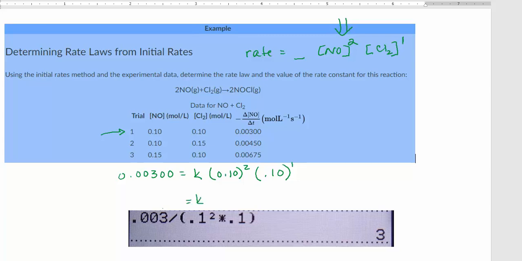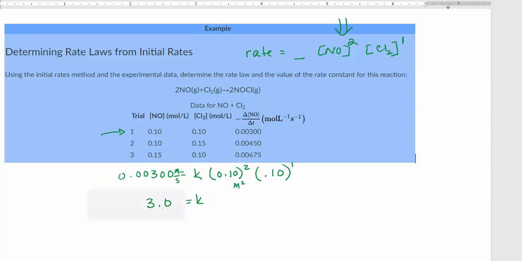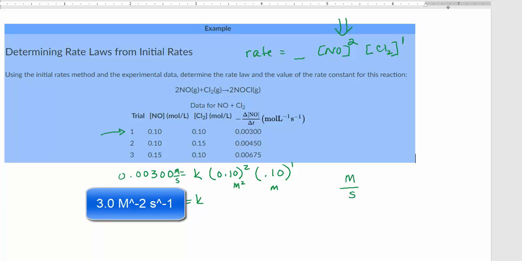Now let's analyze these units. So the rate is going to be molarity per second. This is squared, so this is molarity squared, and here's another molarity. So that's molarity cubed. So if you have molarity per second divided by, or multiplied by the reciprocal of, molarity cubed, then what we're left with is 1 over molarity squared seconds.